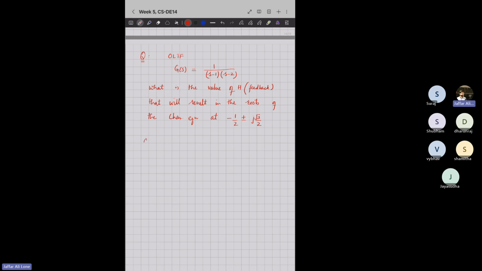Option A, H is 3. Option B, H is -3. Option C, H is root 3/2. And option D, no such value of H exists.